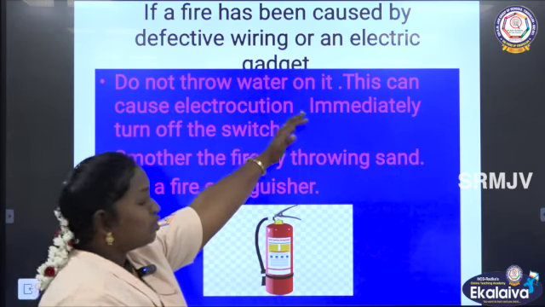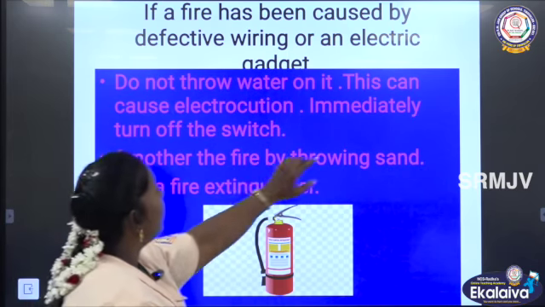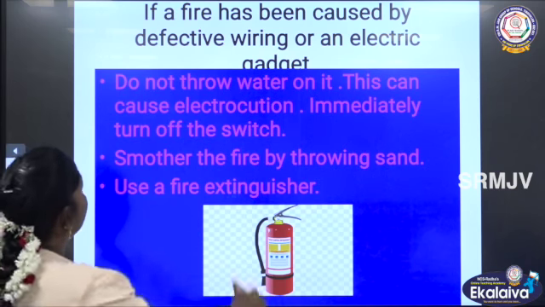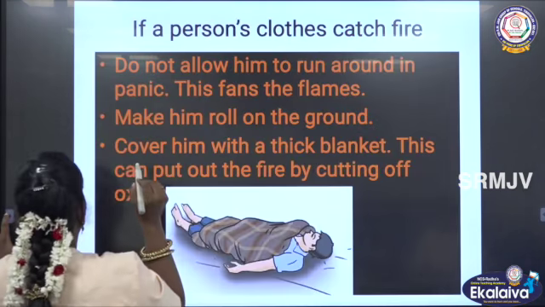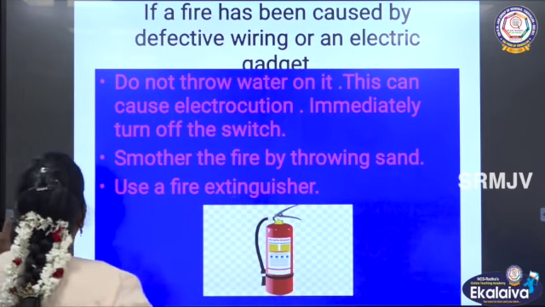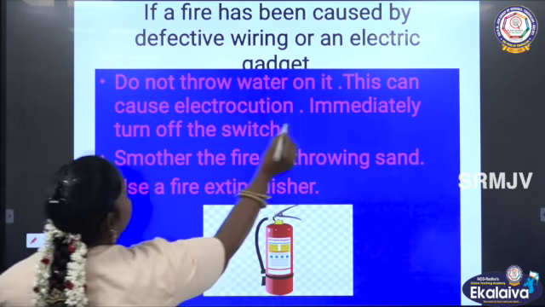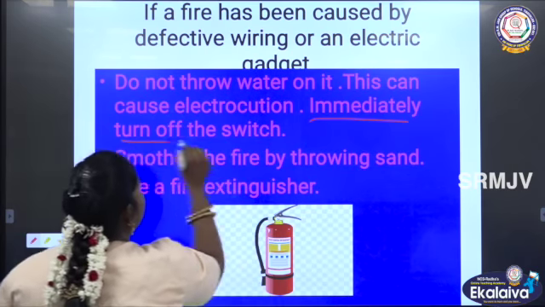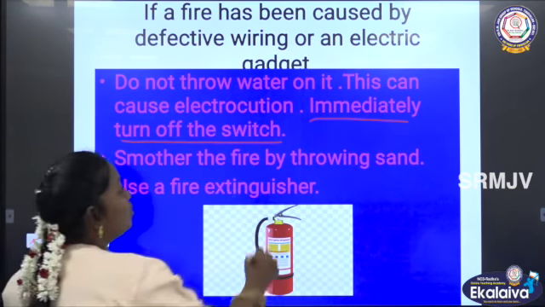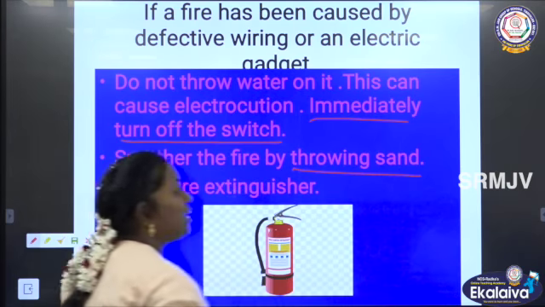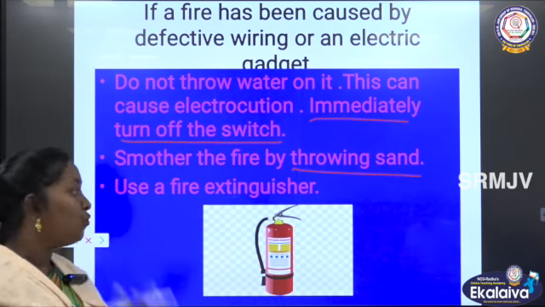When a fire accident happens through an electrical short circuit, the first step is to immediately turn off the switch. Then smother the fire by throwing sand. Even in the case of an electrical gadget fire accident, we have to use sand instead of water.